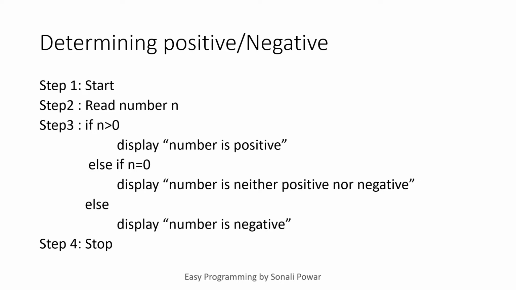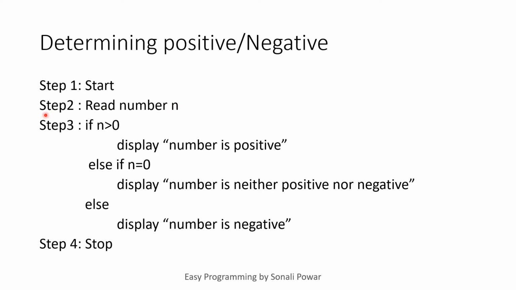In that first example is determining positive or negative. In this case, the user is going to enter one number and we have to display the message whether that number is positive or negative. As I said, the first step of the algorithm is start. There is one input for this program, meaning the user will enter one value and we have to display whether that value is positive or negative.